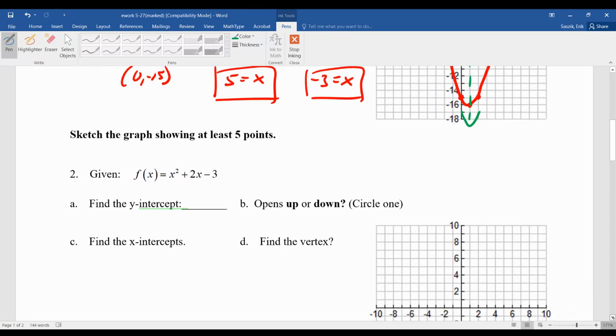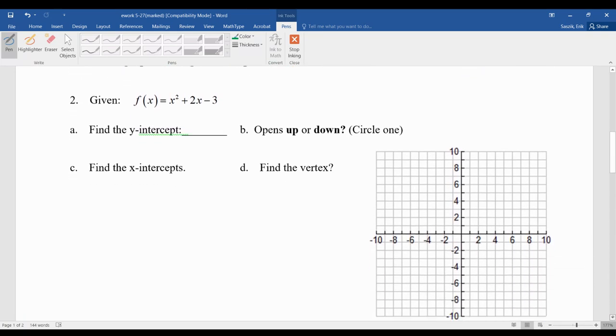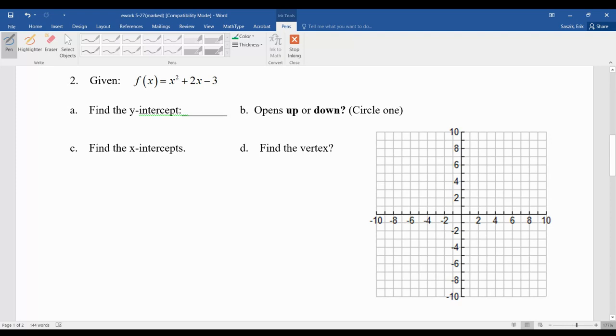Now, this next one, I hope you recognize what form it's in right away. That is in standard form. So there's different things that we know right up front. We know that this is -3. That is the y-intercept. And we know that this positive a value means this opens up.